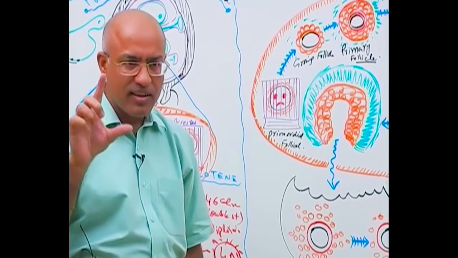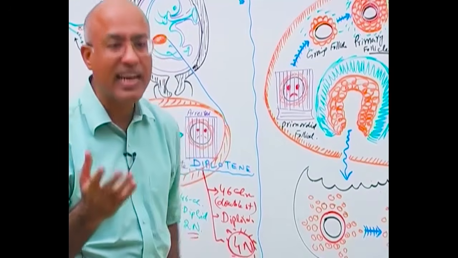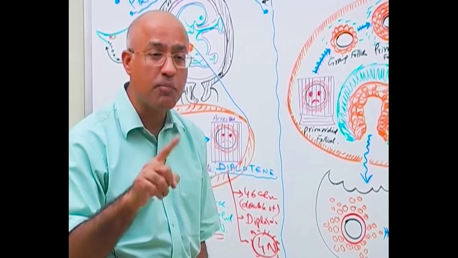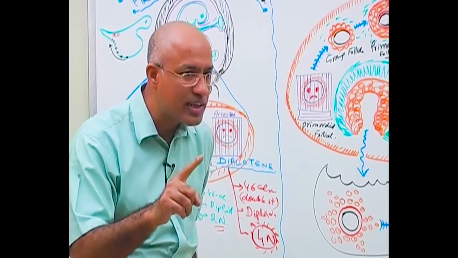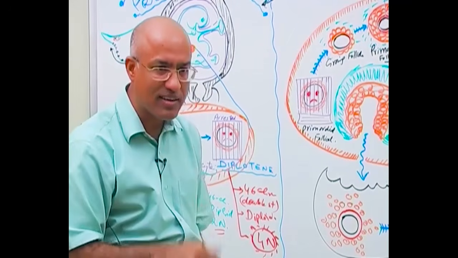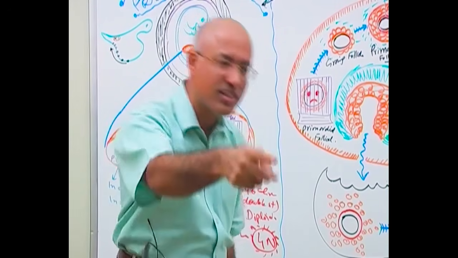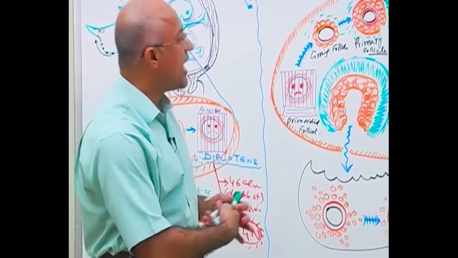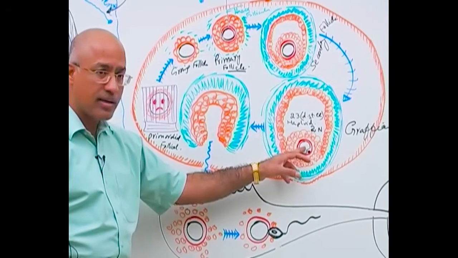Now, what happens is that every month when some of the primordial follicles are activated, the primary oocyte in them will complete their first meiotic division, especially in which oocyte? The oocyte which is in the Graafian follicle, right? It completes its first meiotic division and produces the secondary oocyte and the first polar body. Is that right?